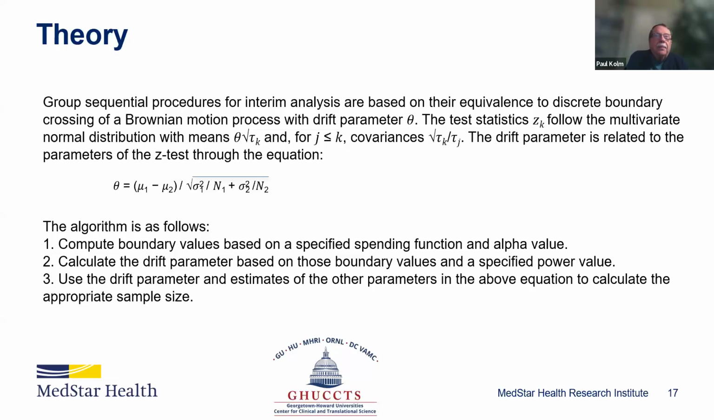But basically, the equation there I have of theta, that's the difference in, say, the means of the two groups divided by the standard error of the difference of the two groups. And so we're going to compute our boundary values based on a specified spending function and alpha value. And then we're going to use this to determine the p-values at each look of the data.